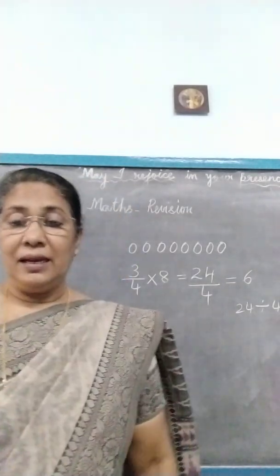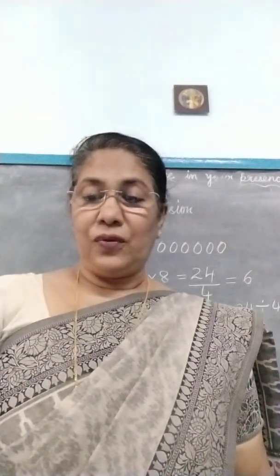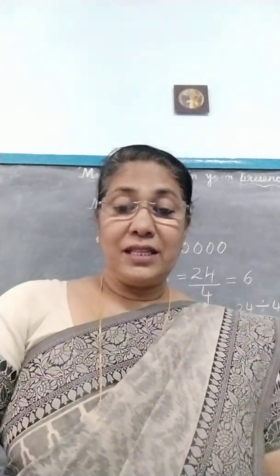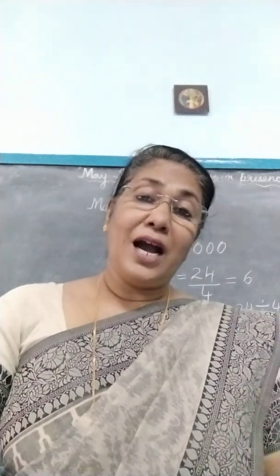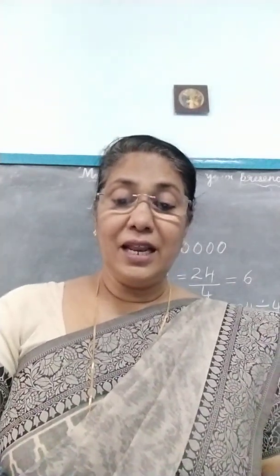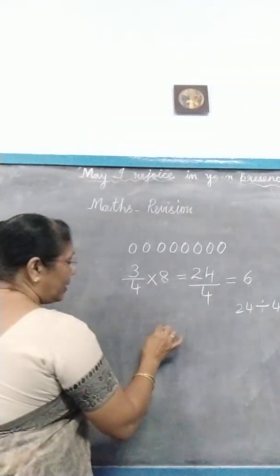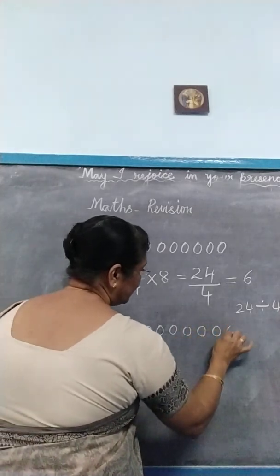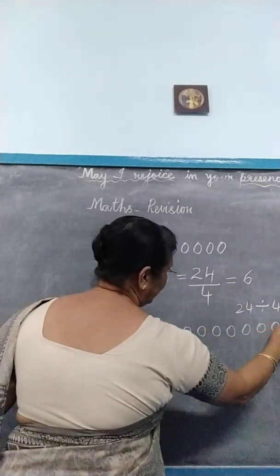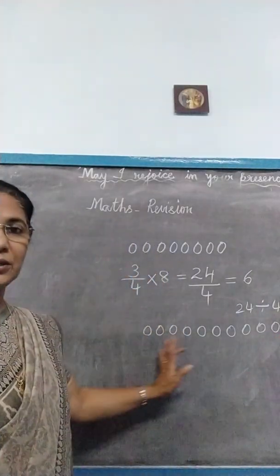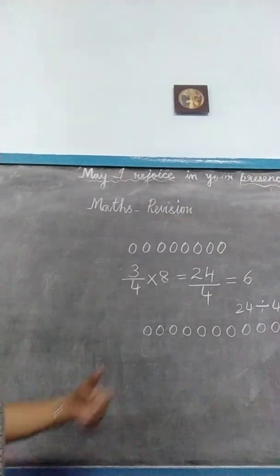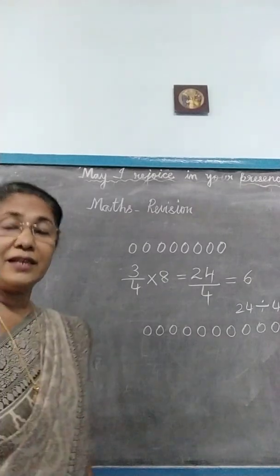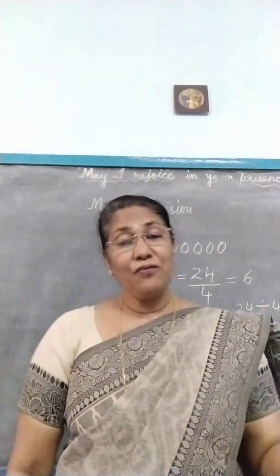Now the next one. 1, 2, 3, 4, 5, 6, 7, 8, 9, 10, 11, 12. How many 3 fourths are there in 12? First let me draw 12 circles. 1, 2, 3, 4, 5, 6, 7, 8, 9, 10, 11, 12. I drew 12 circles here. Anyway, when I am writing, I will write this way. How many 3 fourths are there in 12?